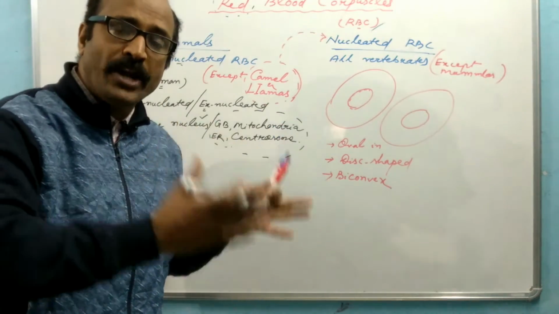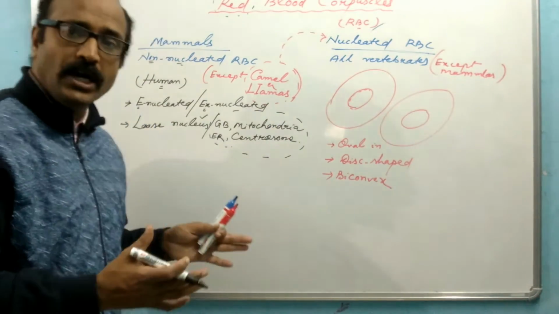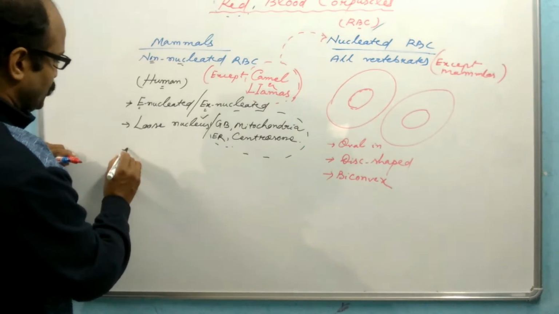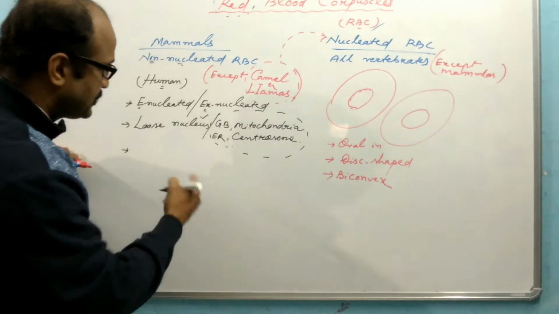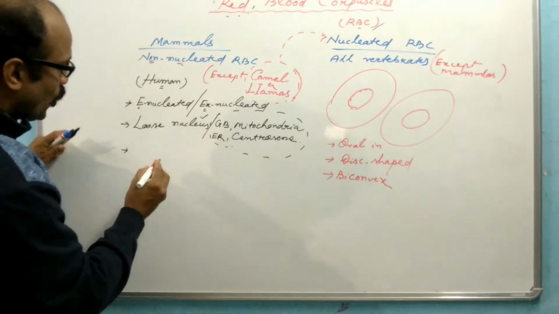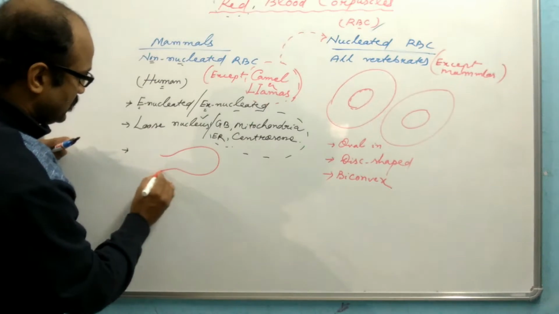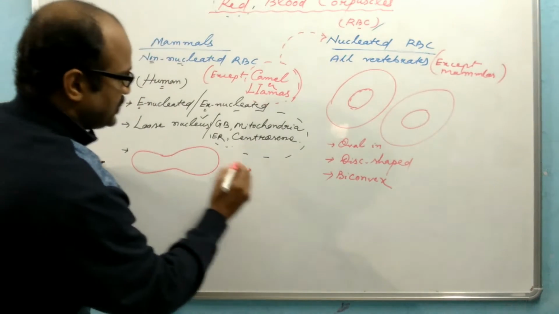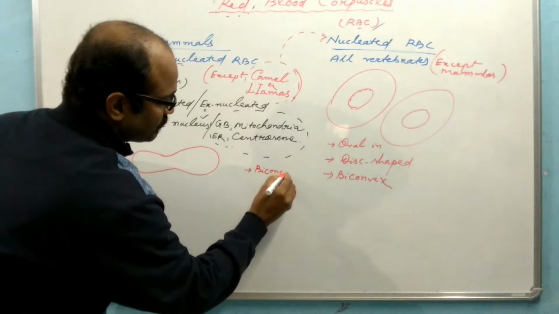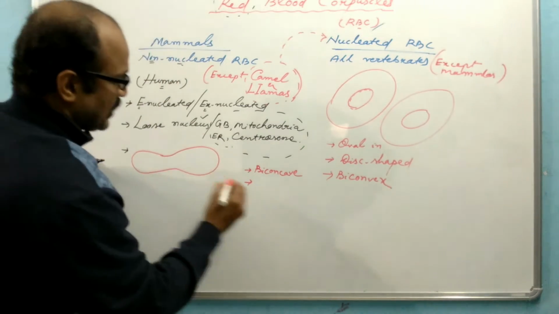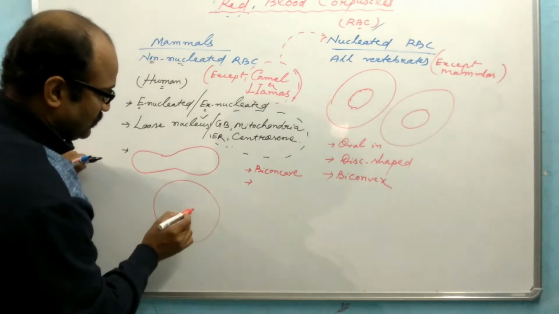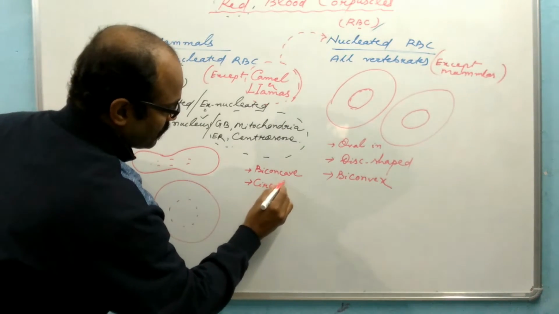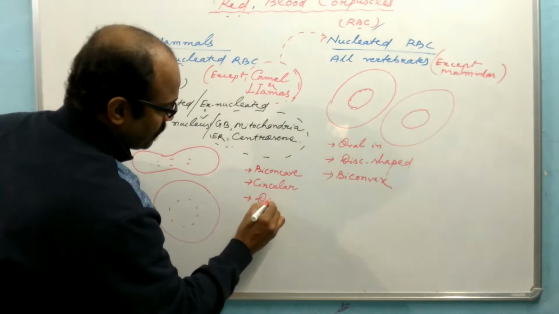That's why the RBC accumulate more and more hemoglobin molecules. So by losing the nucleus and the organelles, the RBC here are biconcave. If you take the picture, this is biconcave. These are circular in shape, circular in outline, disc shaped.